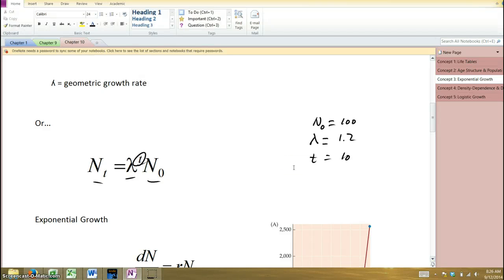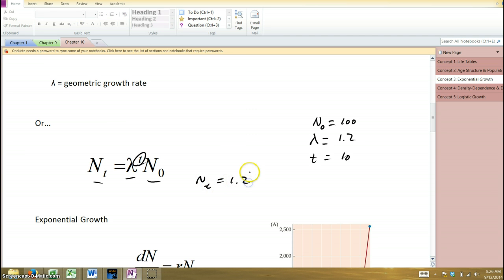Okay, we left off in the last video looking at this equation, the one for using the geometric growth rate to calculate the size of a population at some point in the future, and I had said for you to base it on a starting population size of 100, a lambda of 1.2, and we're going to do 10 years or 10 increments into the future. And so what are we going to get?